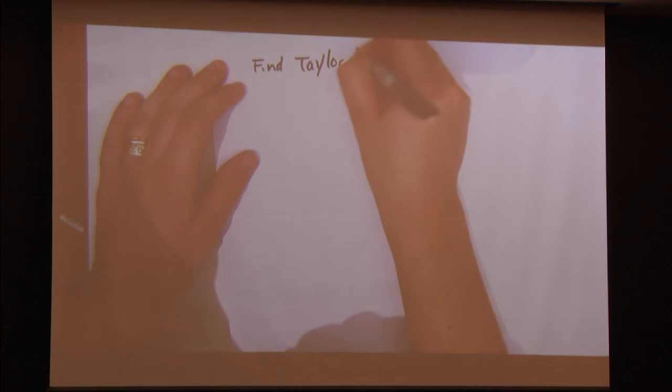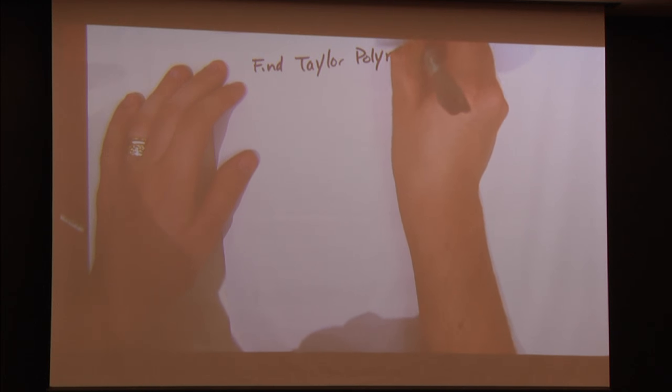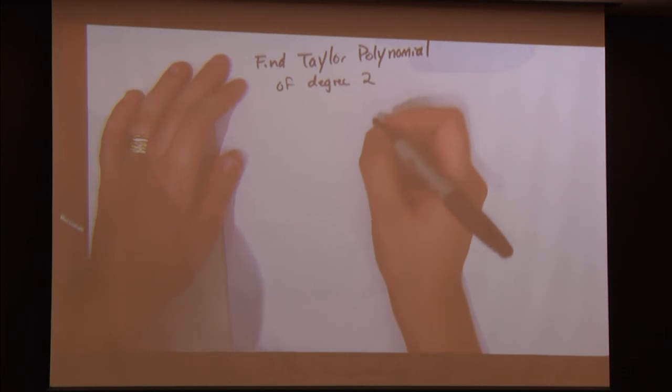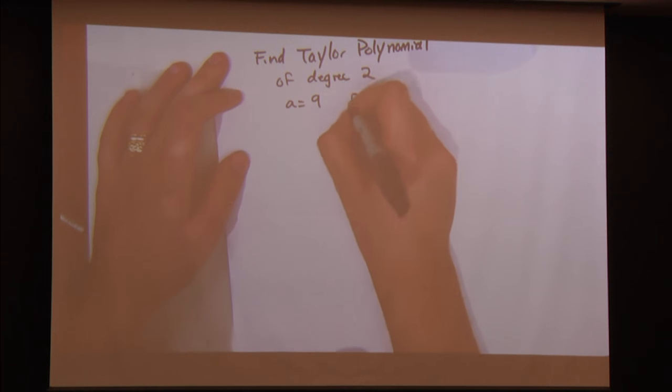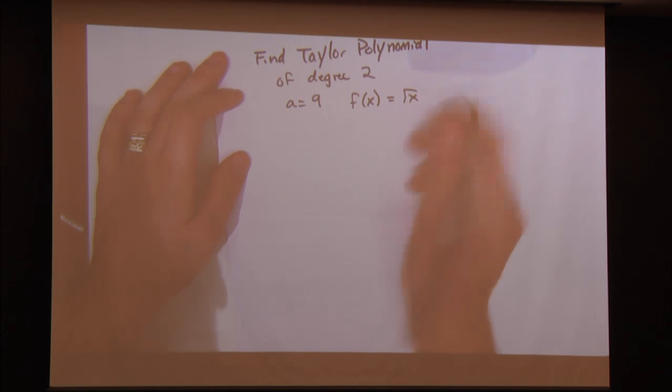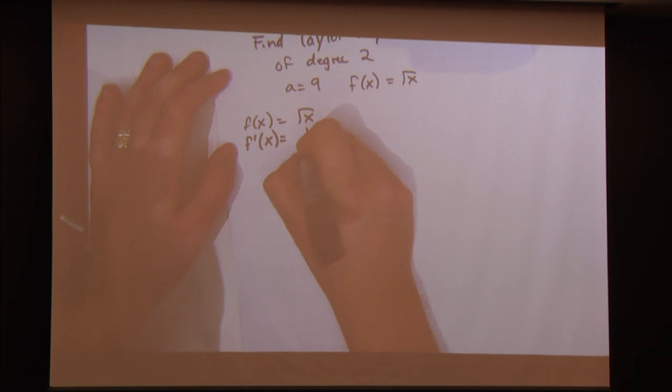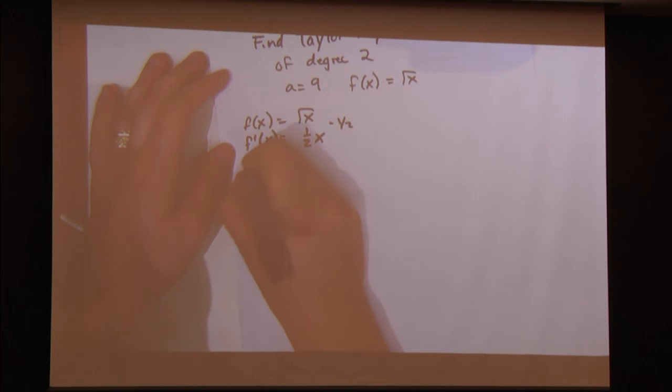Okay, so you're supposed to find a Taylor degree polynomial. That's something you guys are required to do. Find Taylor polynomials of degree 2. So, find Taylor polynomial of degree 2, where a is equal to 9, and f of x is equal to root x. Well, f of x is equal to root x. f prime of x is equal to 1/2 x to the negative 1/2.